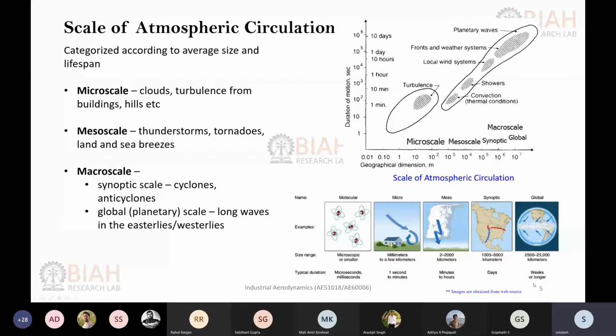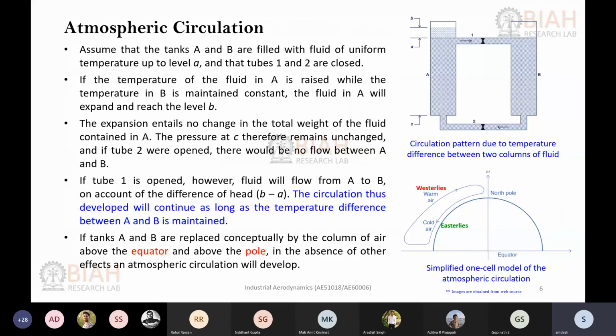All right. Now the question is, how does this atmospheric circulation actually appear in the first place? For this, one of the very simplest models was developed by Professor Humphrey around the 1930s or 40s. That simplified model is still valid, and you might have studied it already in your undergraduate or pre-undergraduate course. So how is it explained?